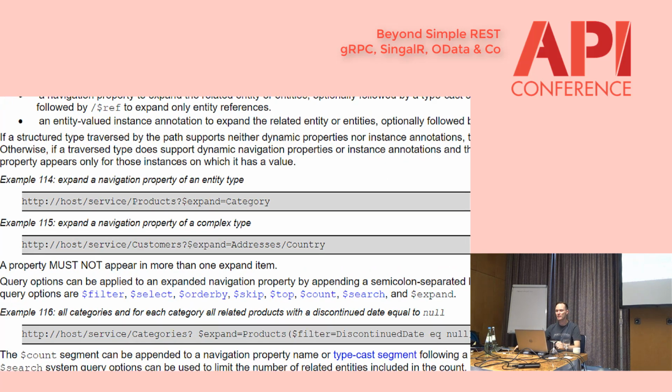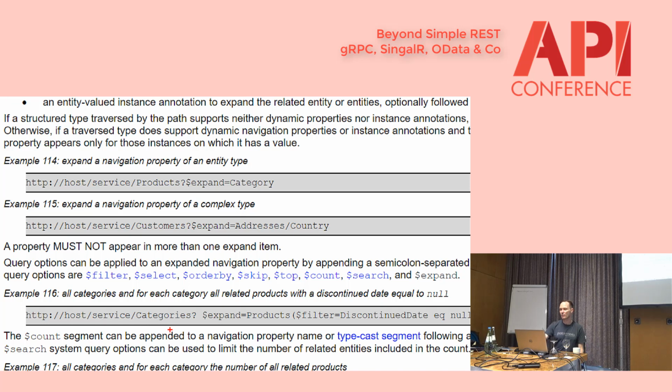Here you have two very simple expand clauses. Give me a list of products, and for each product, include the category. This single query, this capability of the OData standard, solves a lot of problems. Imagine you would like to display all the products with their category.